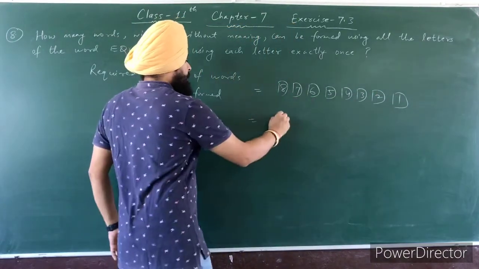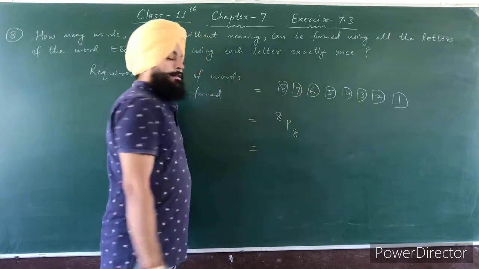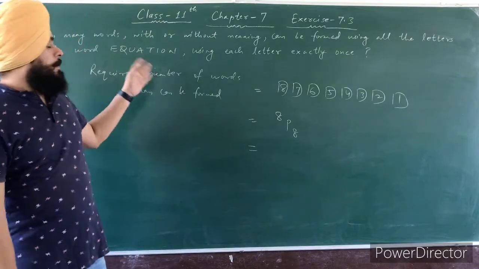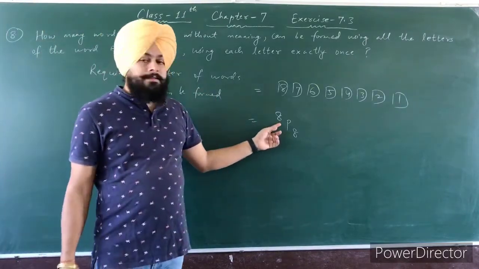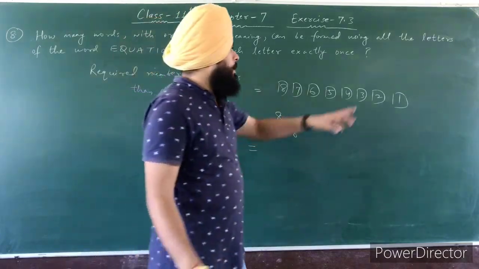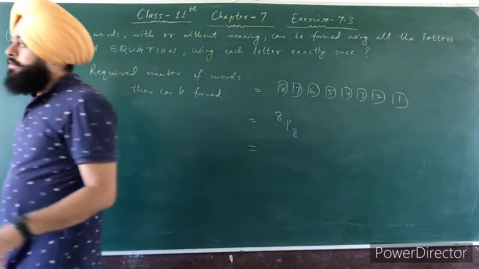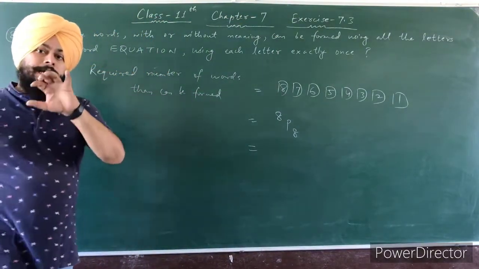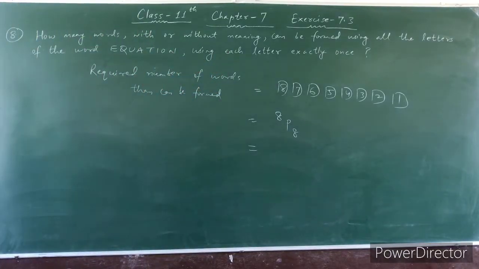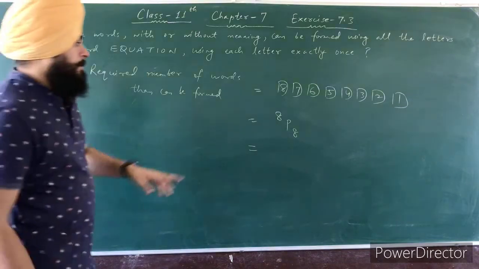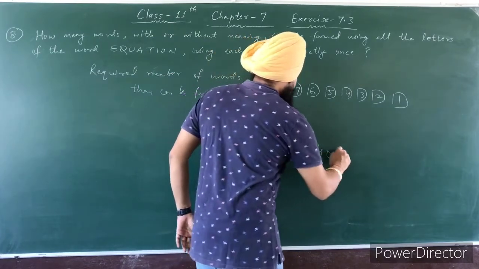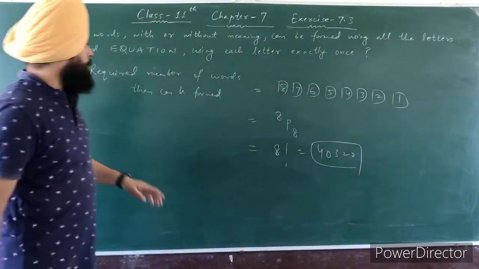Or you can write here 8P8. 8 is what? n, the total number of objects in this word. So there are a total of 8 letters, so n is 8. In nPr, what is r? Objects taken at a time. We have taken all the letters, all 8 letters. So for 8P8, we have to find 8 factorial, which is 40,320. So this is your question number 8.